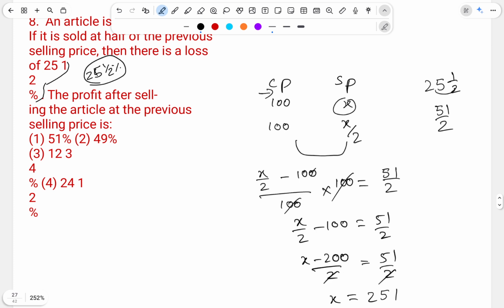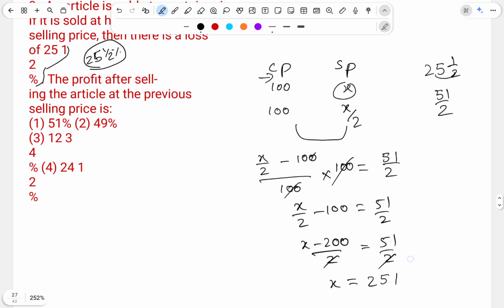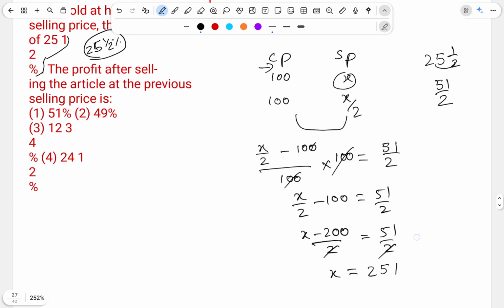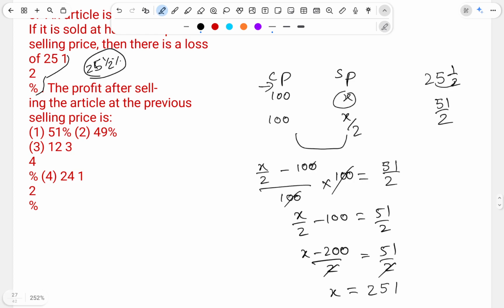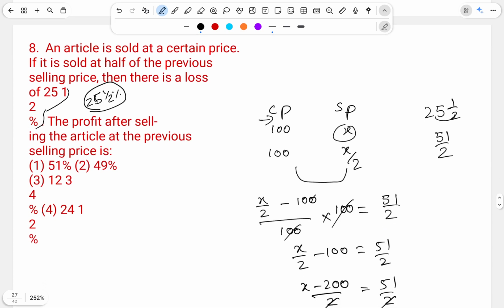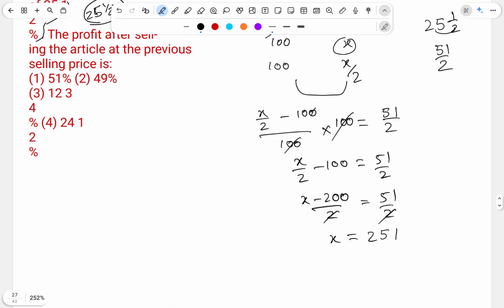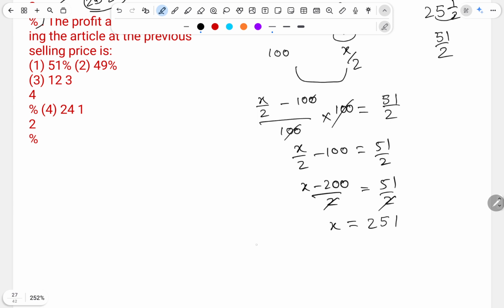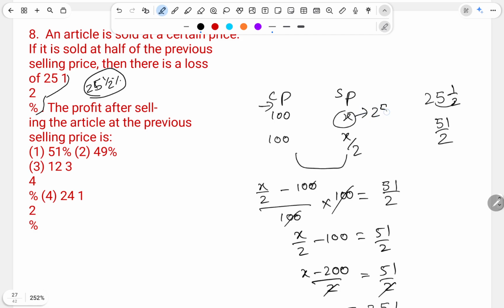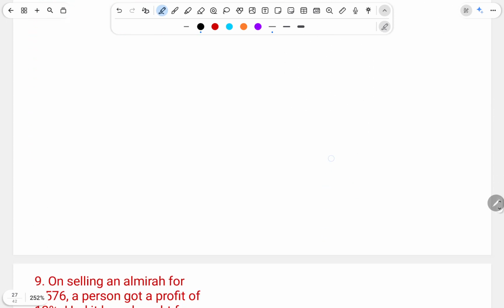Now the profit after selling the article at the previous selling prices. Any mistake we have made? Nothing. X minus 100. Say cost price is same everywhere. So 251 we got. So what will be the profit? The profit percentage here, X value is 251. Means 151 we need to get, but no option is there. Okay, finally we'll solve this question at the end.